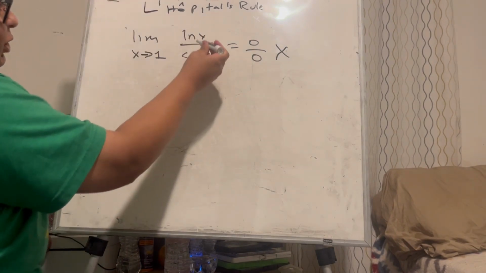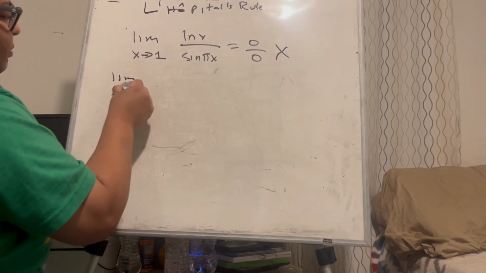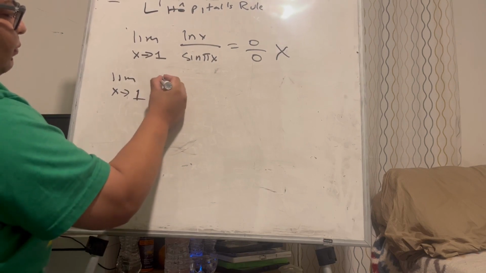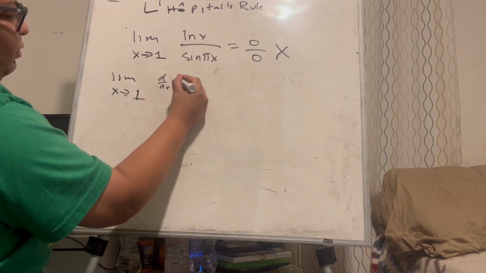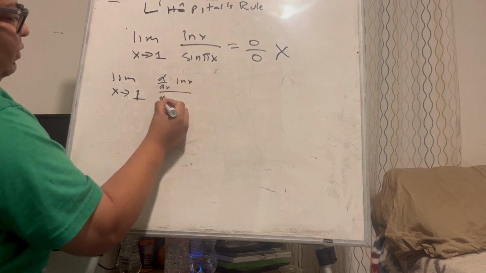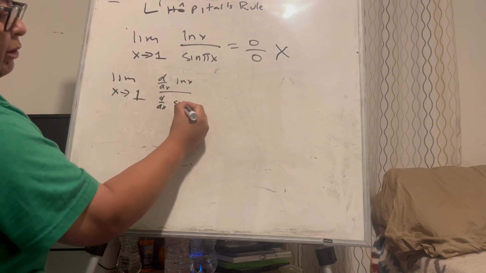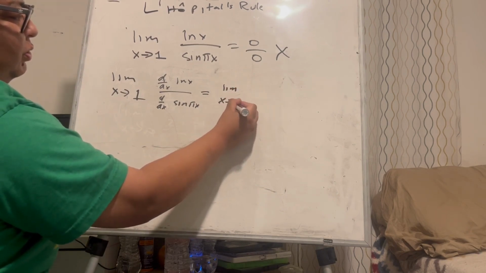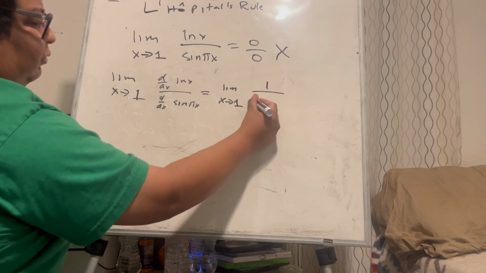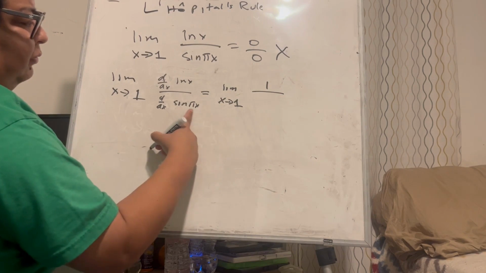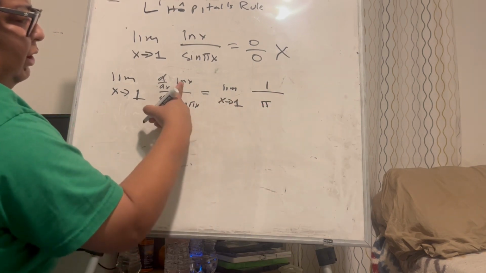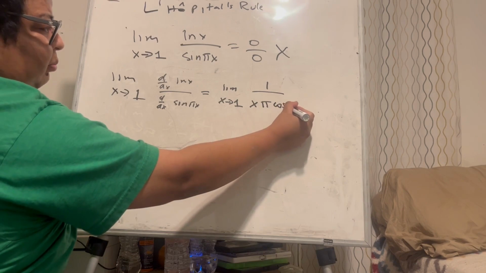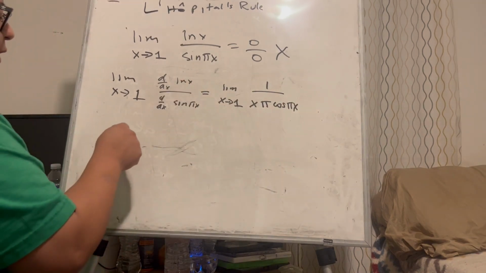So now again, we take the derivative of the top and bottom. So we do the limit as x approaches 1 of d/dx of ln of x over d/dx of sine pi x, and that is equal to the limit as x approaches 1 of 1 over... the derivative of sine of pi x is pi, so I'm going to put a pi here, and the derivative of ln of x is 1 over x, so I'm going to put x here, and then cos pi x. Now we can plug in 1 and get our answer.